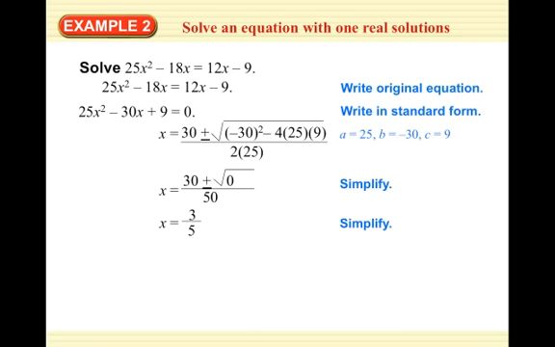So 30 plus 0 is 30. 30 minus 0 is 30. So we just get 30 over 50, which will then reduce to 3/5. So we have a double zero. We have a double zero of 3/5.